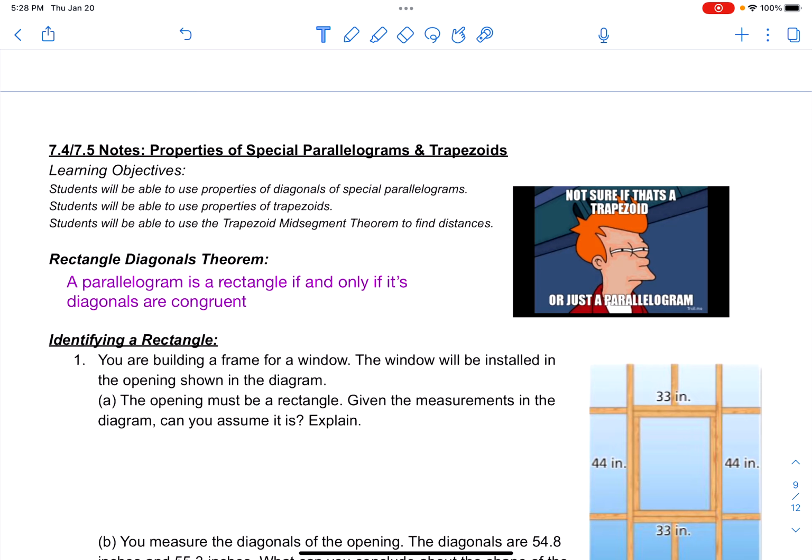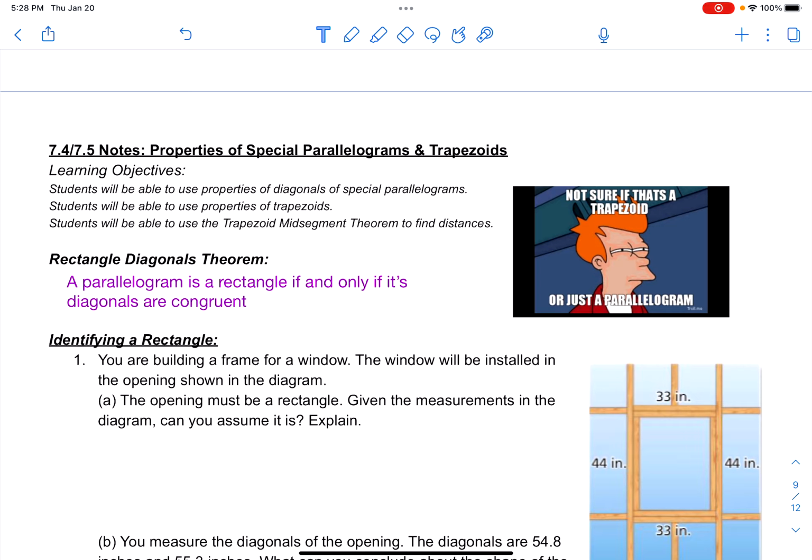Hello everyone, so today we are going to be going over 7.4, 7.5 notes. So 7.4, we're just going to build a little bit more on the stuff that we went over last class, just kind of see what you remember from there. And then 7.5 is getting into some more of those special parallelograms that we have and trapezoids.